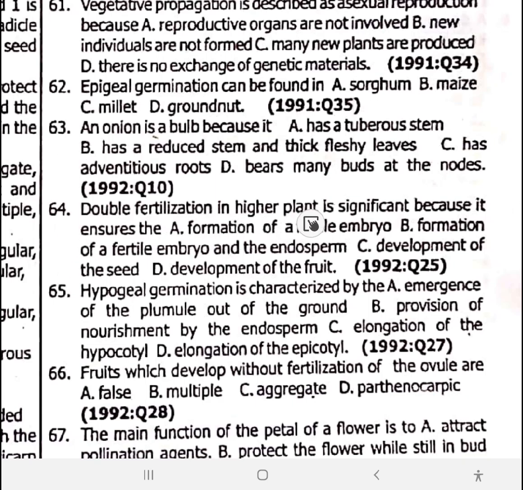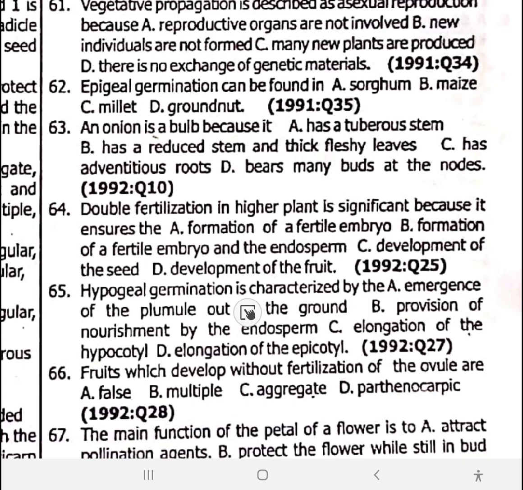64. Double fertilization in higher plant is significant because it ensures, let's see, formation of a fertile embryo and an endosperm. I want you to write that. So we said formation of a fertile embryo and an endosperm. 64 is option B.